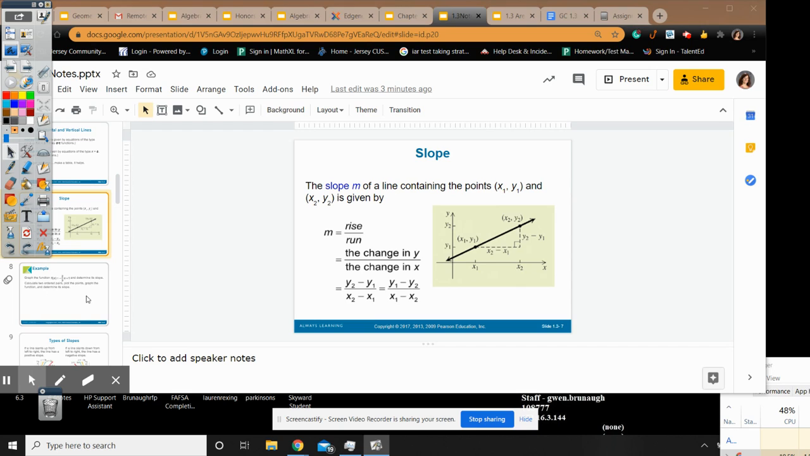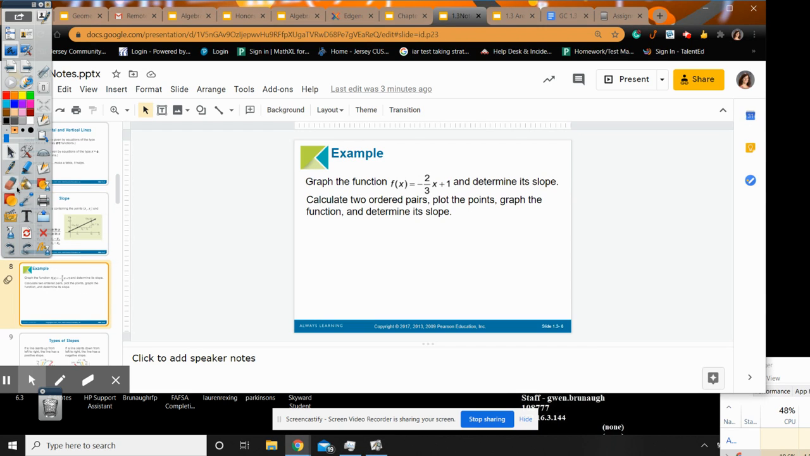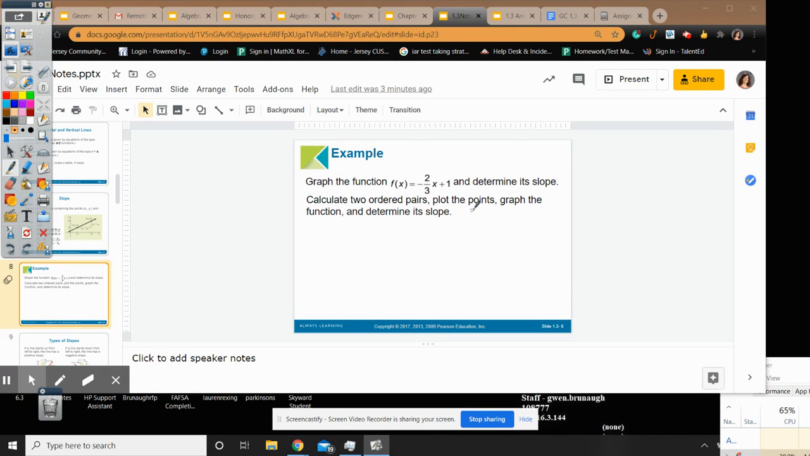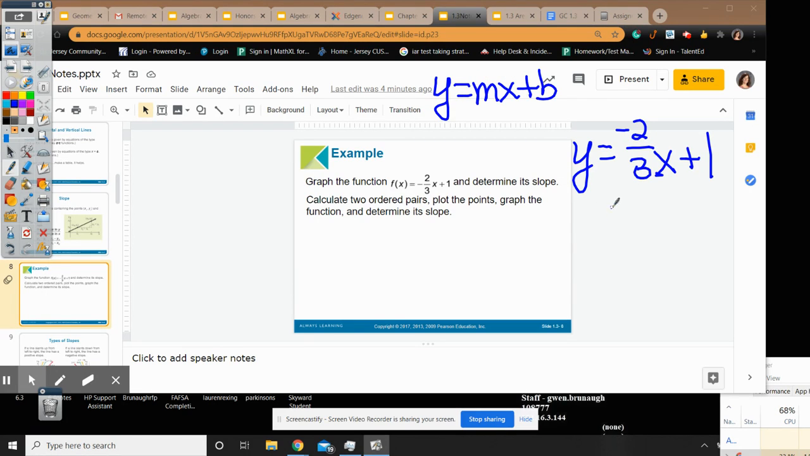So there's going to be an example here for you. They want us to graph this equation and determine its slope. So what do we have here? It says to calculate two ordered pairs, plot the points, and graph the function. Okay, what we're going to do is we're just going to graph it. So y equals negative 2/3 x plus 1. You don't need to graph it to know the slope as long as you know what the equation is, mx plus b. The slope for this particular line is negative 2/3.